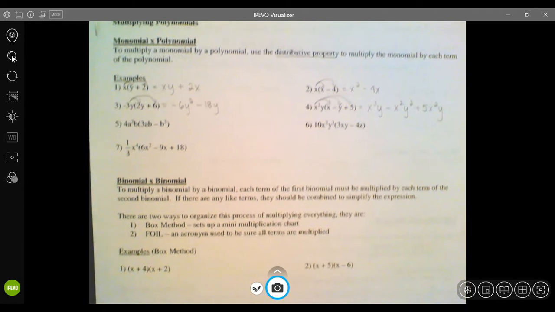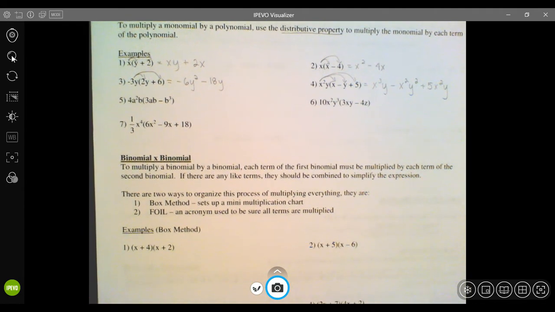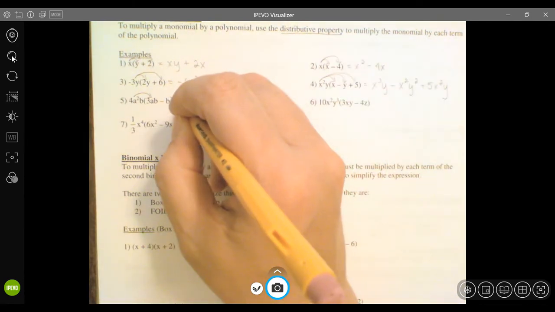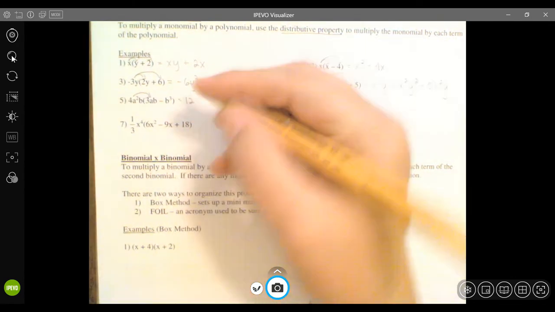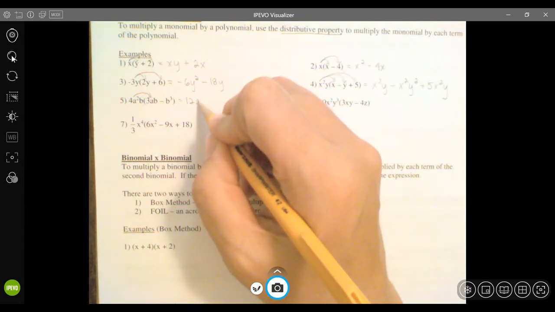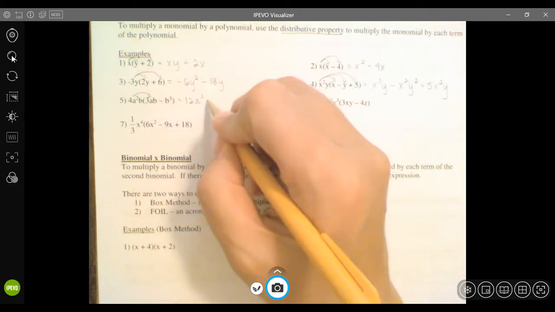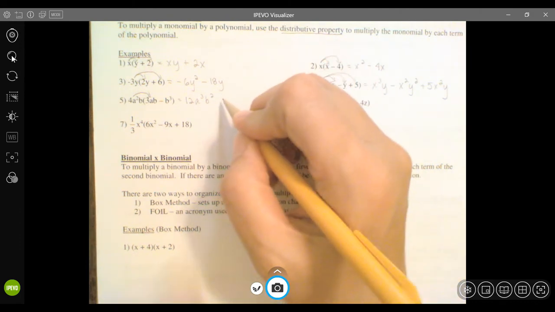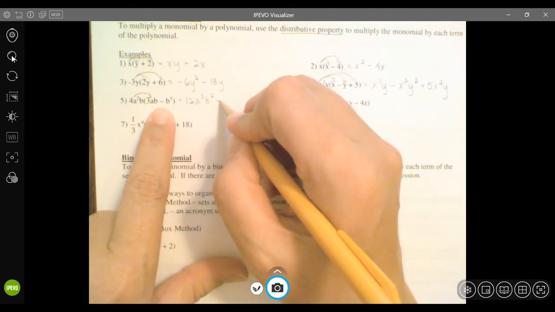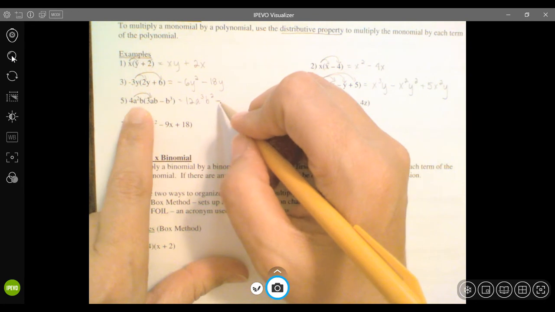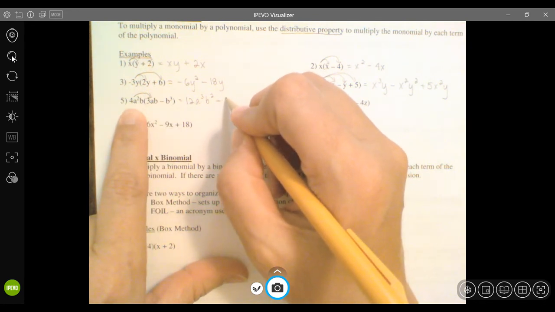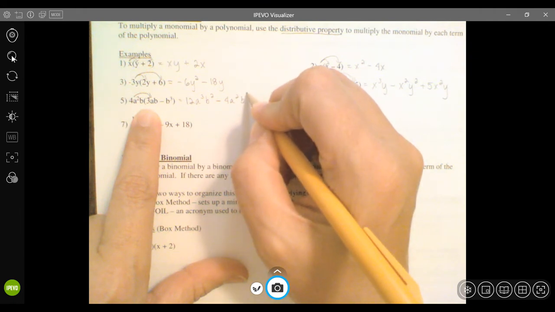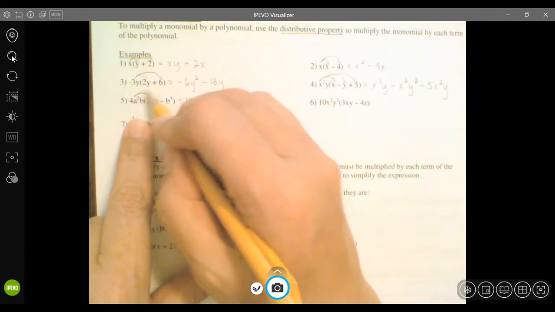Let's look at number 5. I have 4a squared b times 3ab. 4 times 3 is 12. A squared times a is a cubed. B times b is b squared. I'm going to bring over this minus. 4a squared b times b cubed. Well, we have 4a squared b to the 4th.